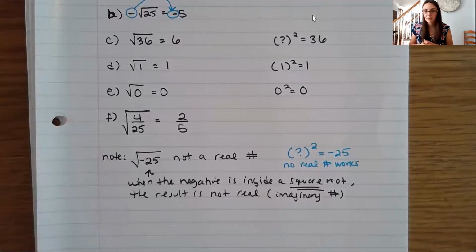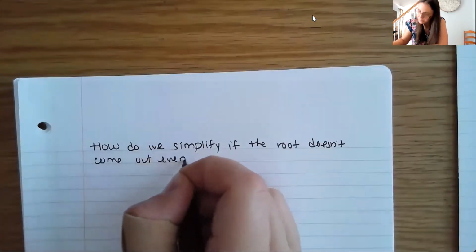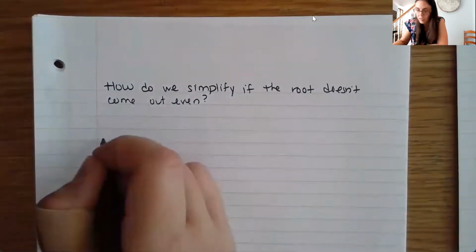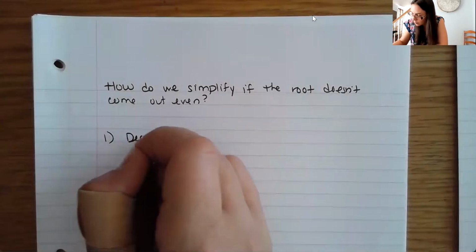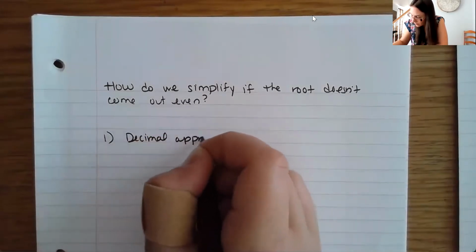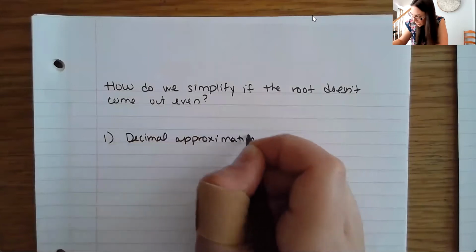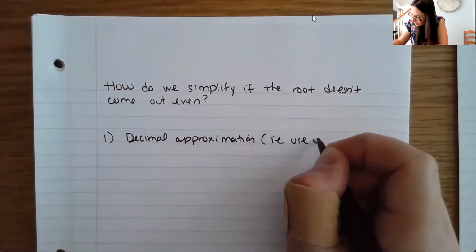So here is how we can simplify these roots. I do want to ask the question, how do we simplify if the root doesn't come out even? So for example, and there's sort of two ways that you can do this. One is you can use a decimal approximation, i.e. use your calculator.